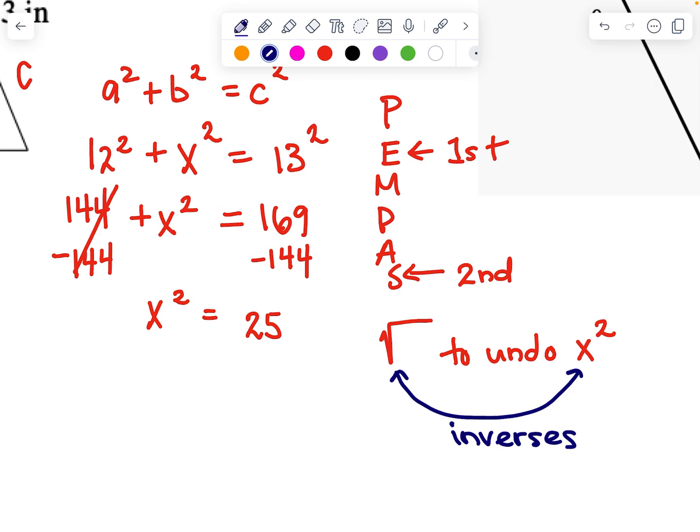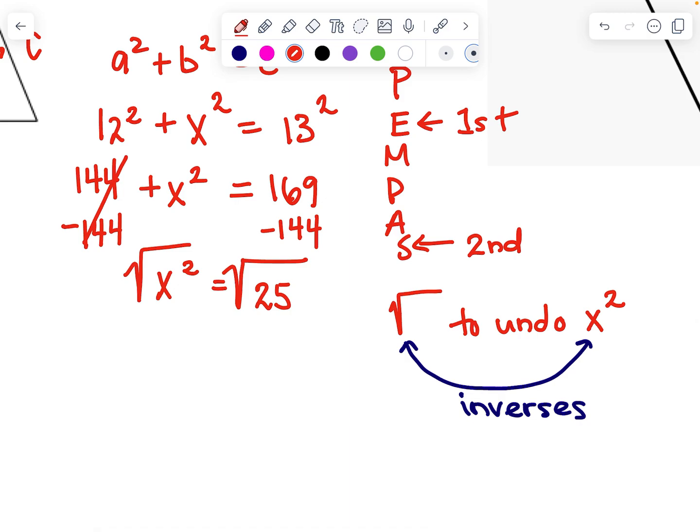Okay? So, if I want to find x, I need to take the square root of x squared, and so I have to take the square root of both sides, and that will give me x equals, and I happen to know the square root of 25 is 5. If you don't know that, again, that's an excellent thing to put into a calculator to get an answer.